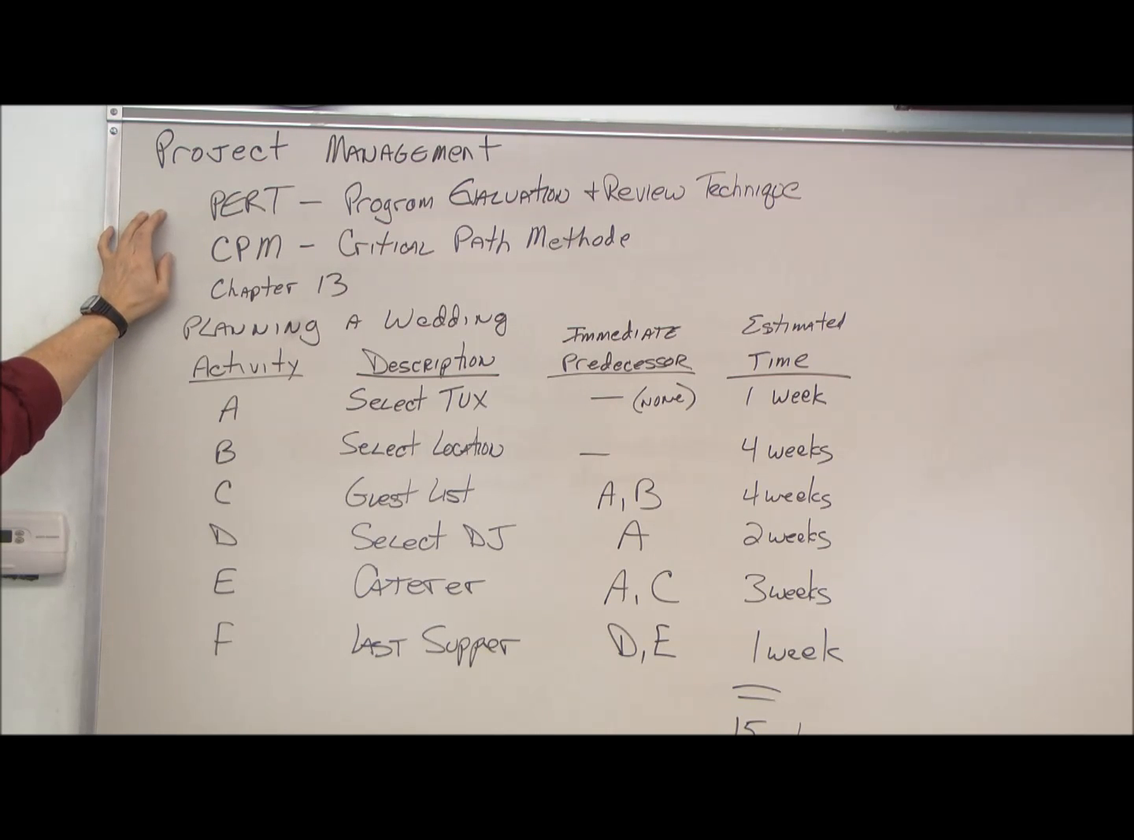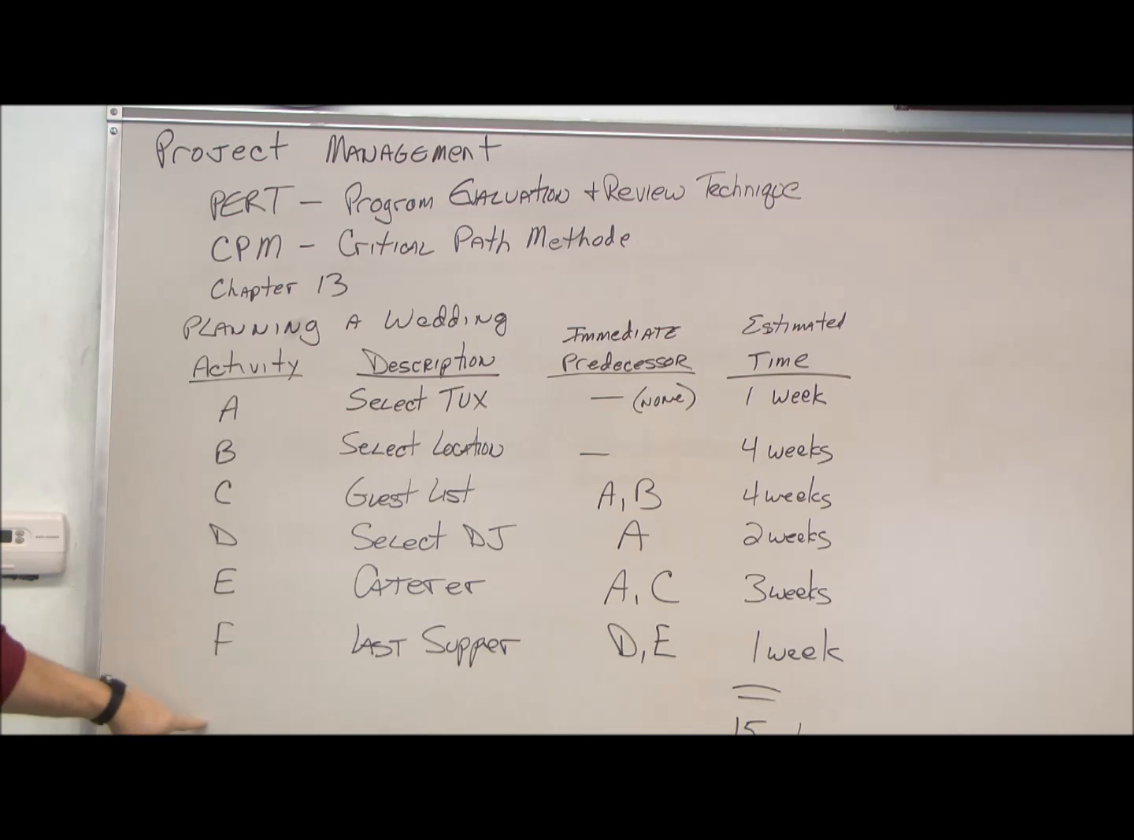PERT is just worried about time. CPM you could use for time and cost measurements. But we'll just start out with PERT today, and we'll start out with a simple example of planning your wedding. Congratulations, by the way. All right, so what always comes up is we have activity codes.